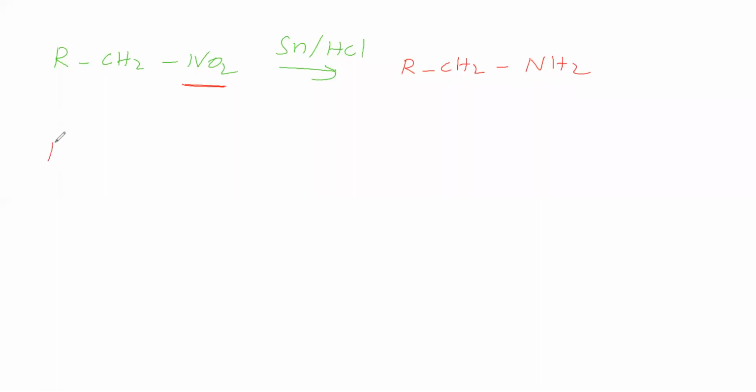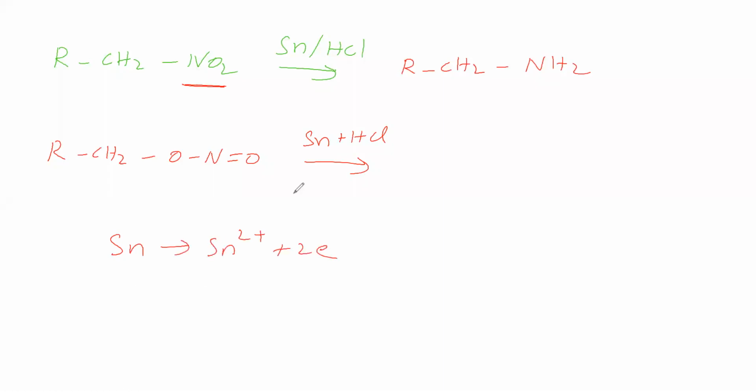Now we will take a nitrile. We will add the same reducing agent, metal and acid. So what is happening here? Tin and HCl will supply nascent hydrogen. How it is supplying nascent hydrogen, we will see. Tin is converting into Sn2+ plus 2 electrons. In HCl, H+ is there. H+ takes this electron and becomes nascent hydrogen.